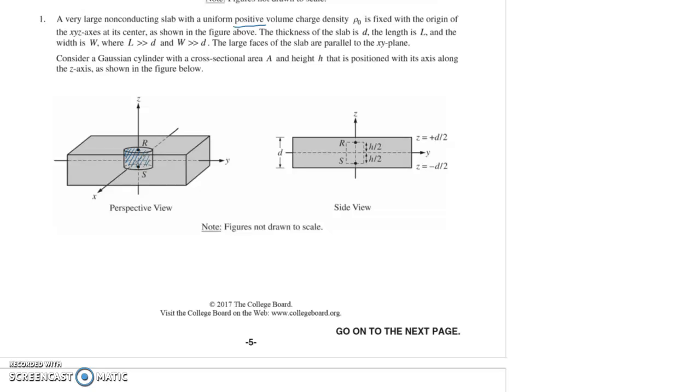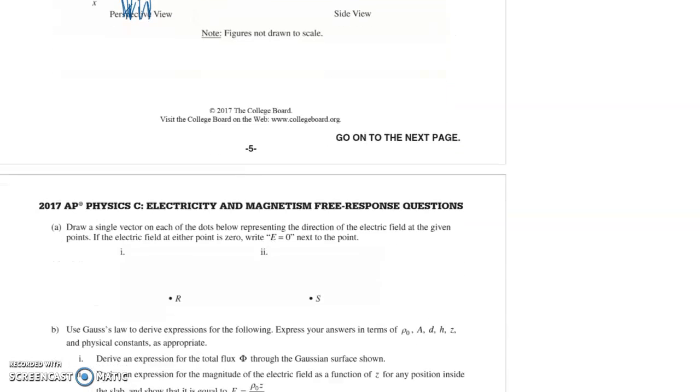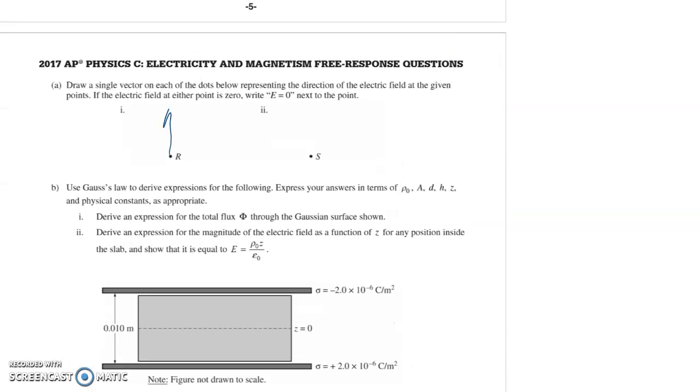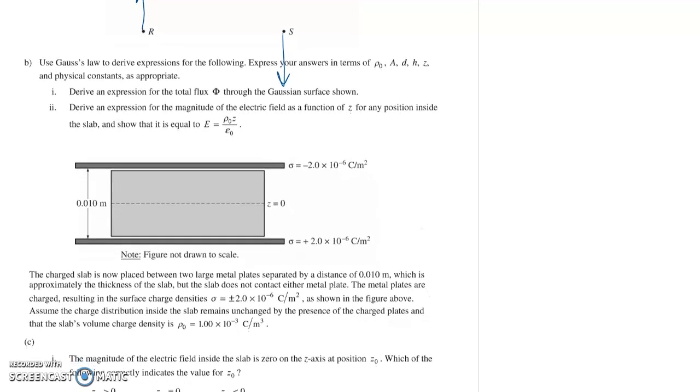And remember, the electric field at a certain location, actually I should say the flux at a certain location, really only depends on the enclosed charge. And so since the enclosed charge is positive, you would expect that the electric field vector would look something like this. And so that's going to be your answer for R, the electric field points up, and for S, the electric field points down.